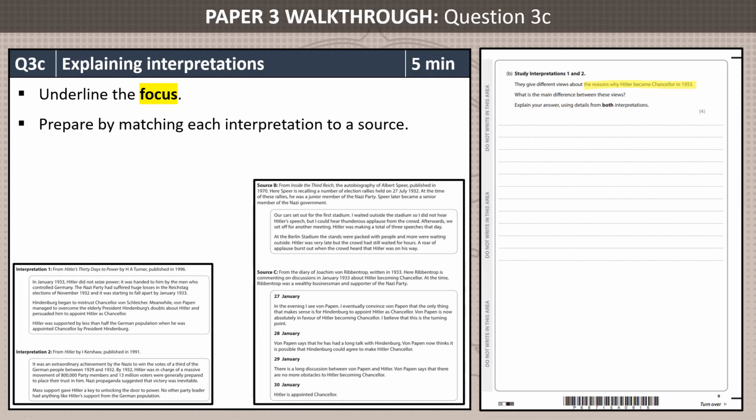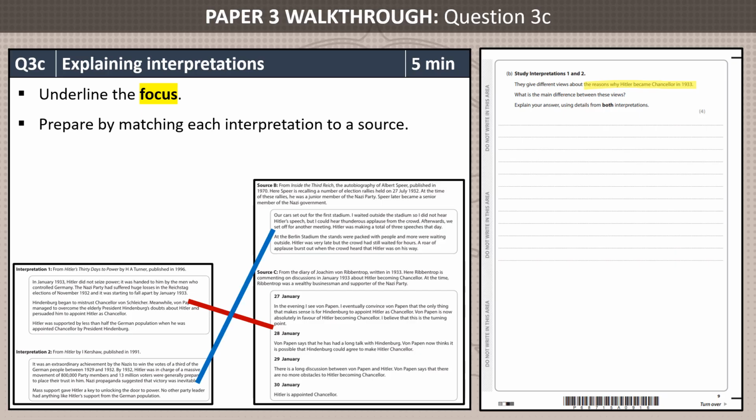We already evaluated those sources in an earlier question, so we're going to use them again here. We prepare our answer by matching each interpretation to one of the sources. In this case, interpretation 1 is based on what is written in source C. So you can see I've linked those. Interpretation 2 is based on what is written in source B. So I've linked those as well.